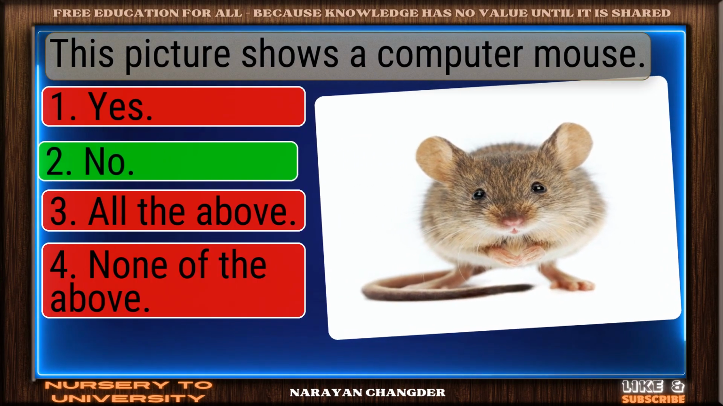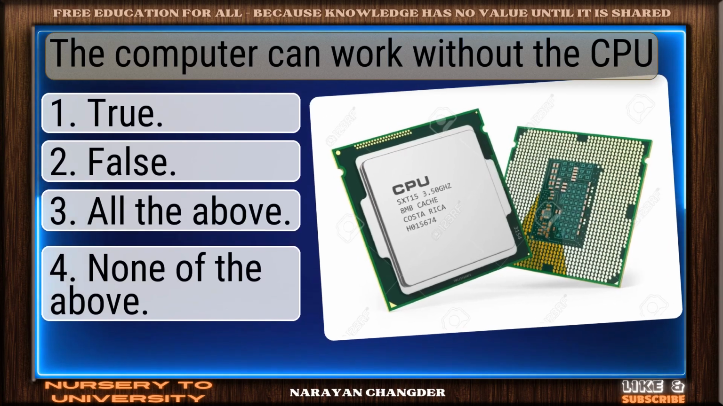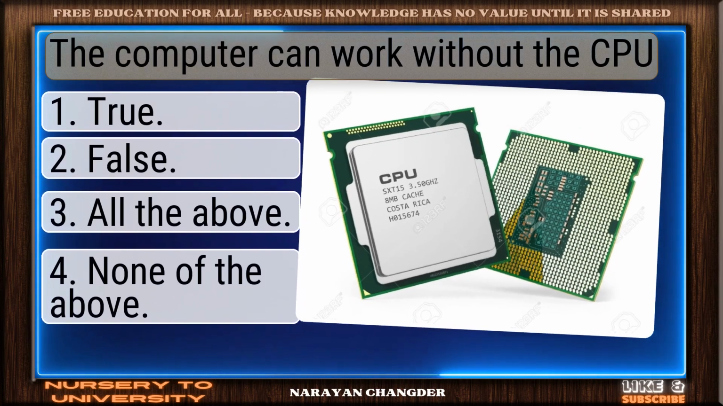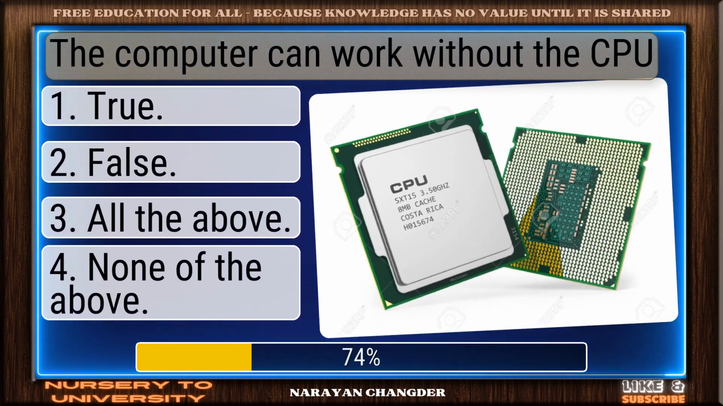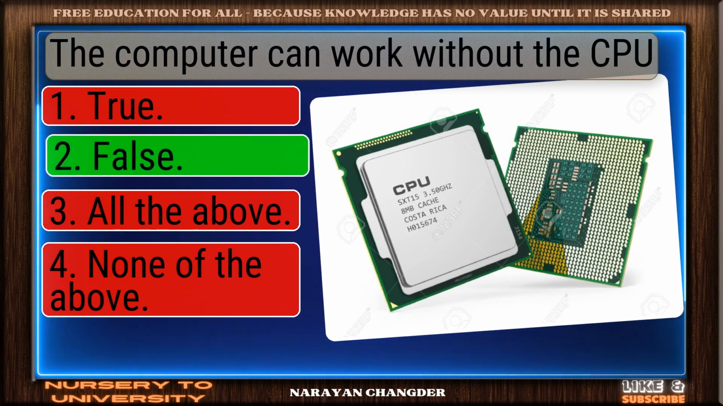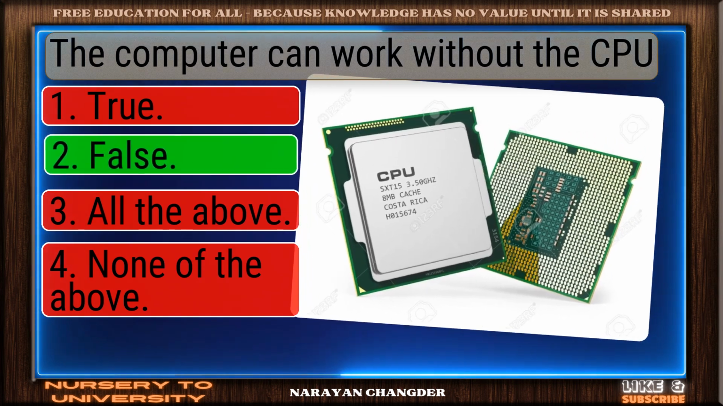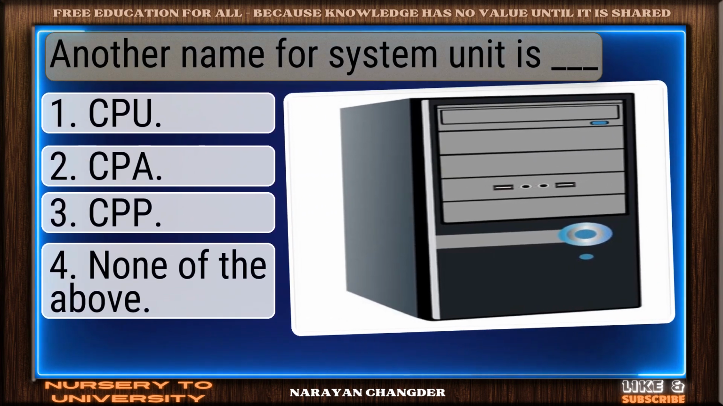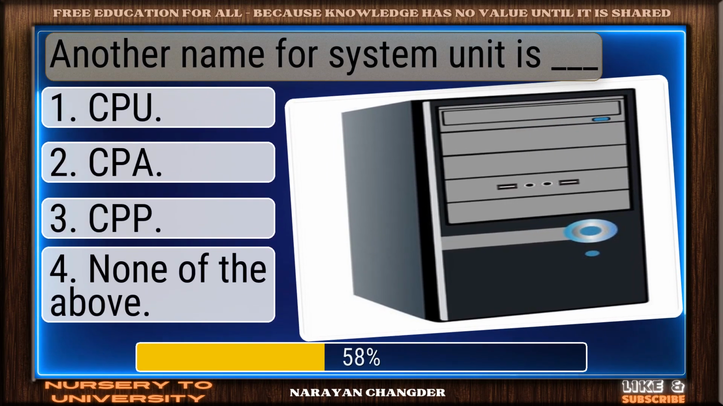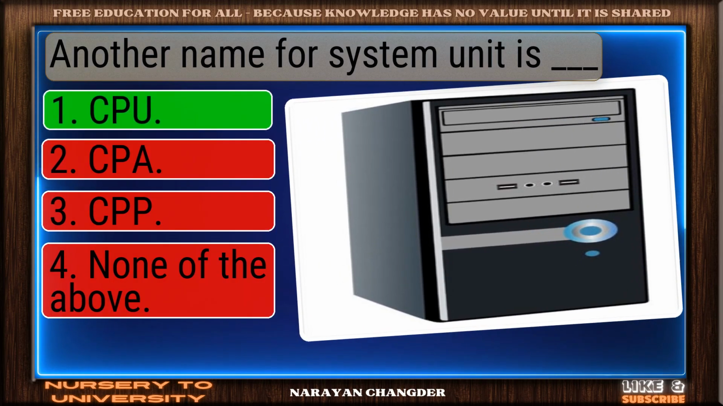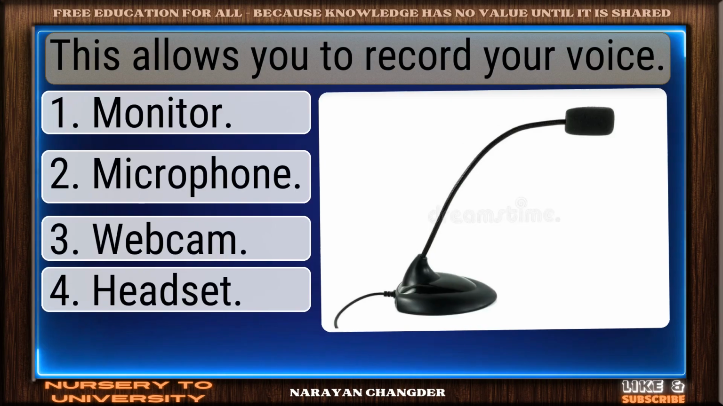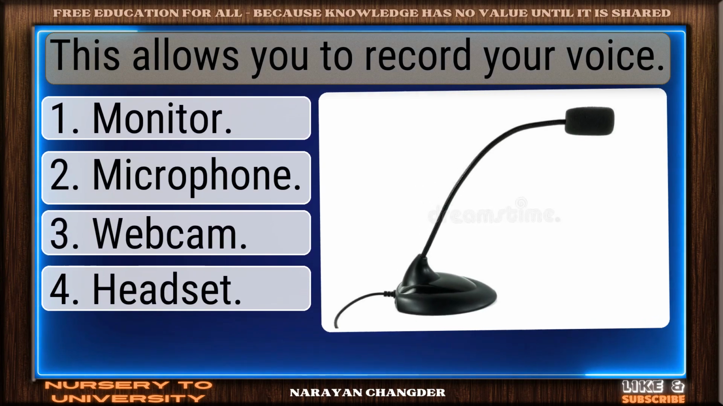Valid point. No is true. The computer can work without the CPU. Correct. False is spot on. Another name for system unit is dash. Exactly. CPU makes sense. This allows you to record your voice.